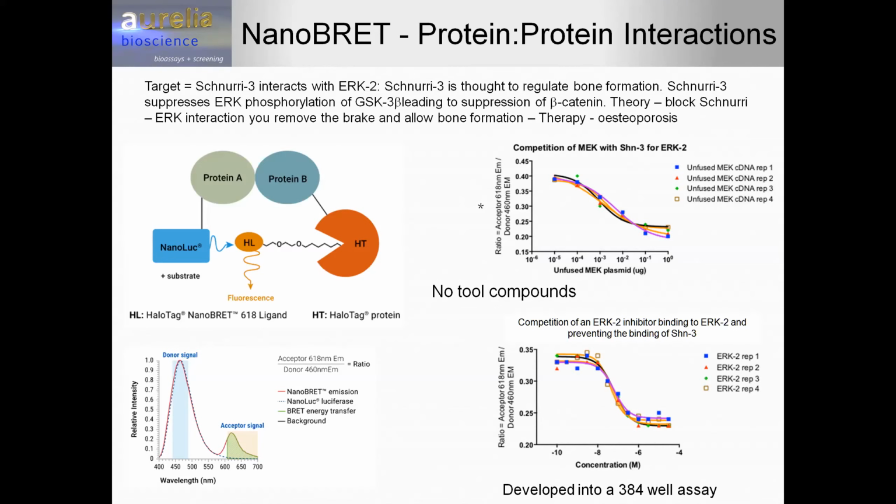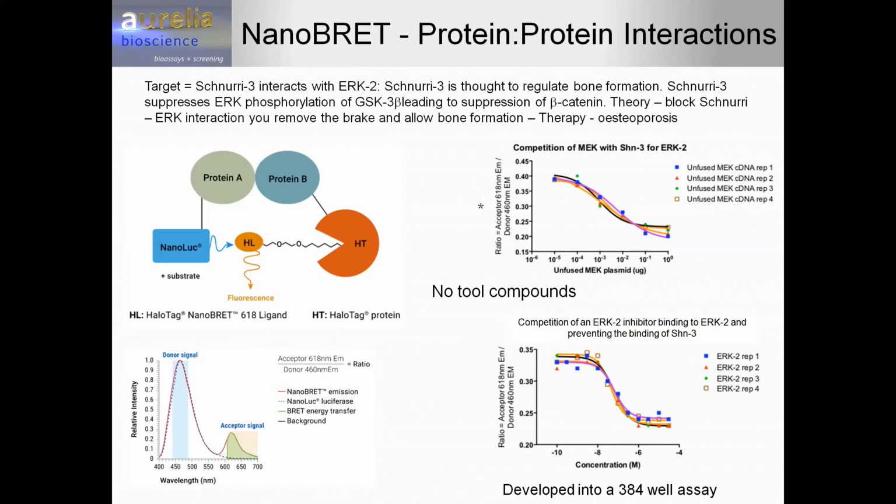What we're trying to do is remove the brake on bone formation. So the theory is that SNORI interacts with ERK, and in doing so prevents bone formation. And so by inhibiting that, we would increase bone formation.